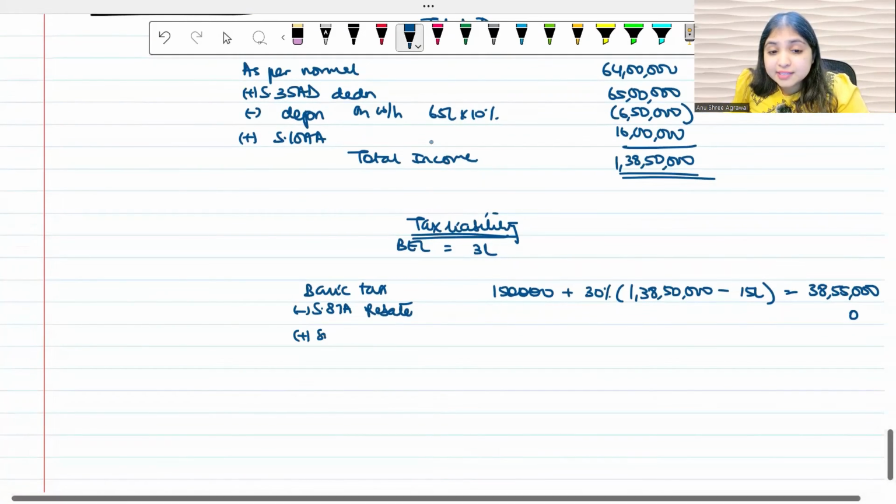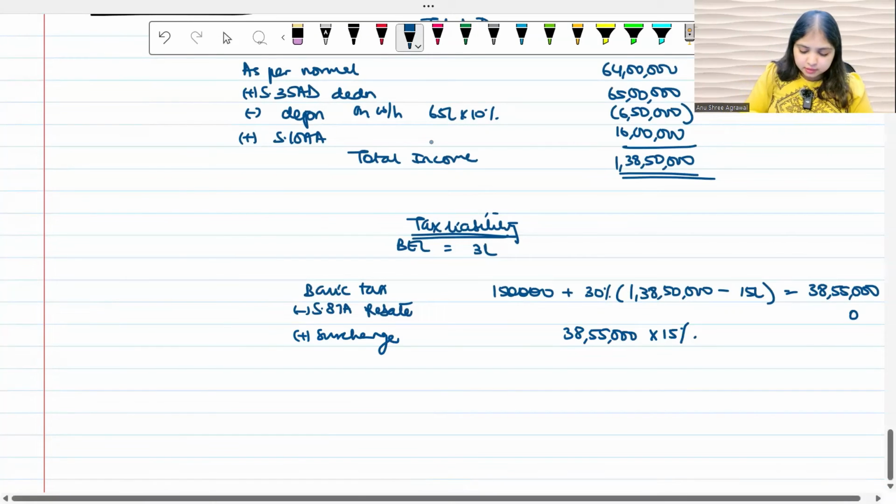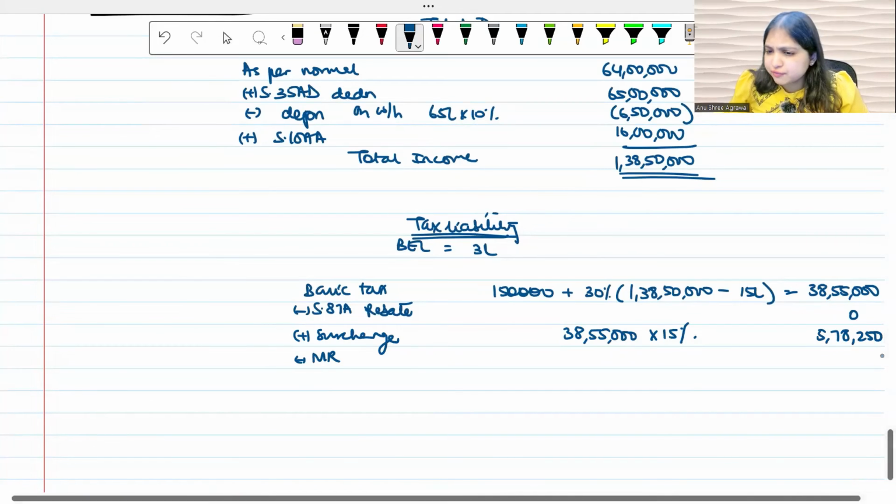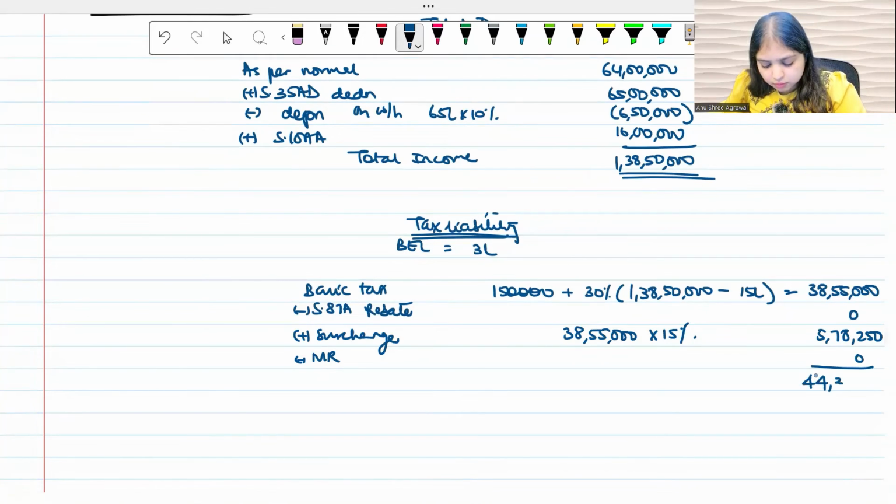Will we have any surcharge? Yes, we will have surcharge. Income is between 1 crore to 2 crore. So 15% surcharge will be applicable. 38,55,000 into 15%. That's going to be 5,78,250. And then we'll subtract marginal relief. We don't have any marginal relief over here. So therefore, the tax liability of the assessee is going to be 44 lakhs 33,250.